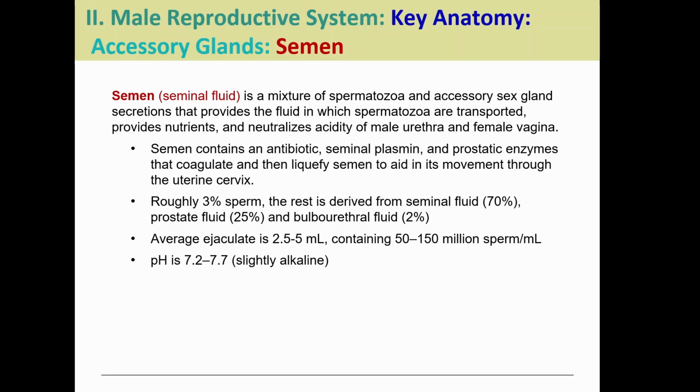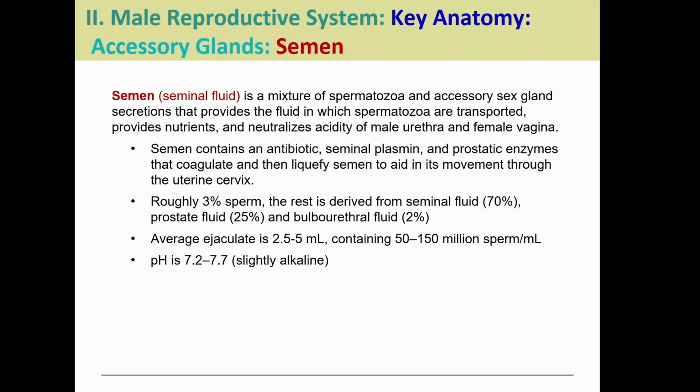When we look at seminal fluid's breakdown, we see that only about 3% of it's actually sperm. Most of it is seminal fluid, with about a quarter coming from the prostate and a small percent coming from the bulbourethral fluid. And so you can see how if someone were to have a vasectomy, they're not losing much in terms of the content of semen. Most of the semen is coming from these other accessory glands, and that's still all going to be fully intact.